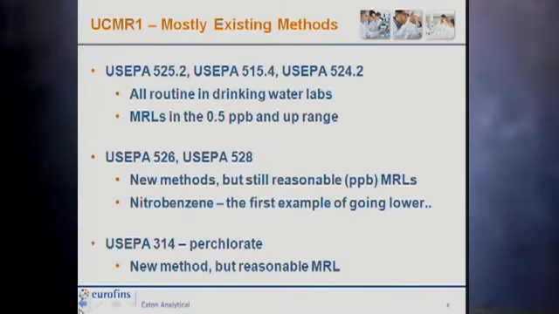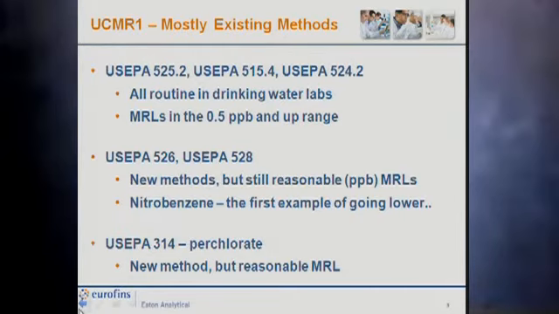So going back to UCMR1, there were basically 7 methods in that: 525.2 for semi-volatiles, 515.4 for herbicides, 524.2 for volatiles. All of those were pretty routine in drinking water labs. 515.4 was a little bit new, but people had been doing 515.3 for a while, and 515.4 was a minor difference. All of the minimum reporting levels for those were at 0.5 parts per billion or above. 526 and 528 were indeed brand new methods, but the MRLs were still set pretty reasonable, that is ppb range.